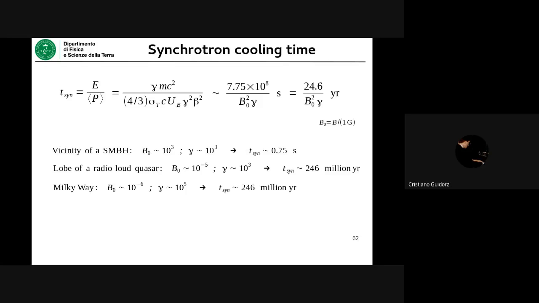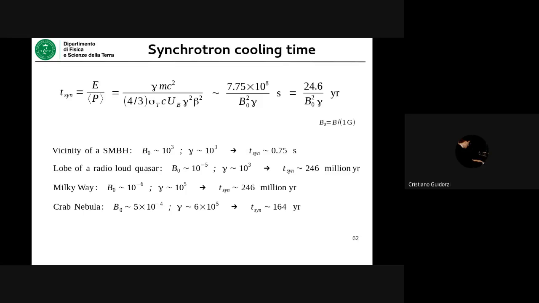Well, again, here 246 actually doesn't make much sense. You can just round the number to 250. In any case, this is just an order of magnitude estimate. So you see that these positrons in this case can live for a very long time.